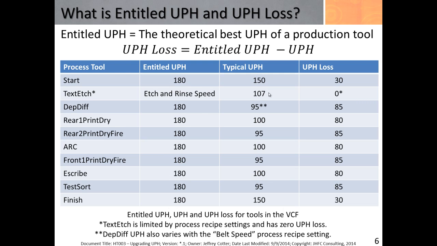The entitled UPH is the theoretical best UPH that a production tool can achieve. Every tool in a production line has a different entitled UPH. In the VCF, the entitled UPH is 180 units per hour. The UPH loss, then, is the difference between the entitled UPH and the actual UPH of the tool. For example, if we look at the ARC process step, it has an entitled UPH of 180 units per hour, an actual UPH of 100 units per hour, and therefore it has a UPH loss of 80 units per hour.